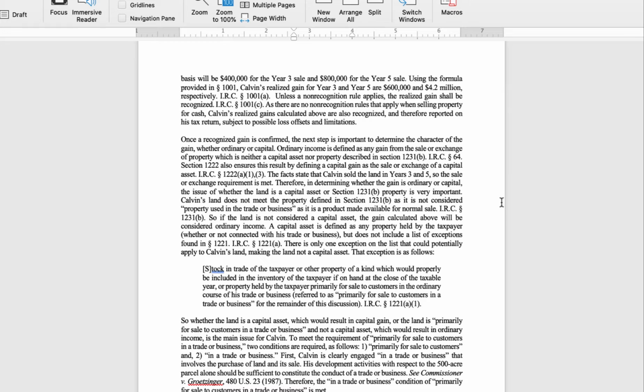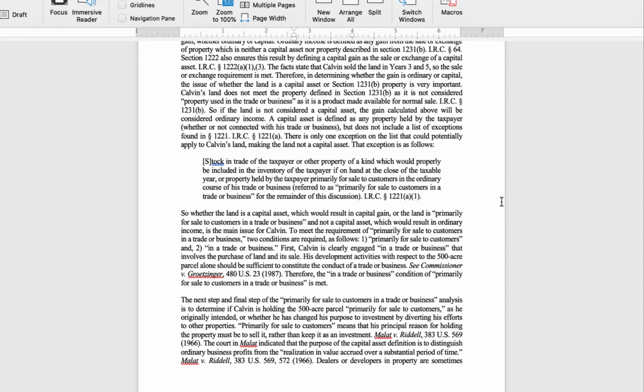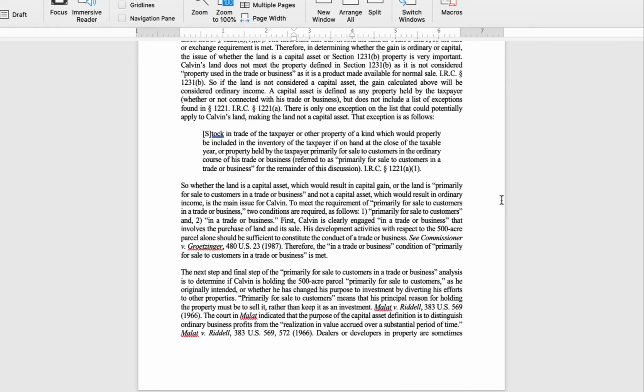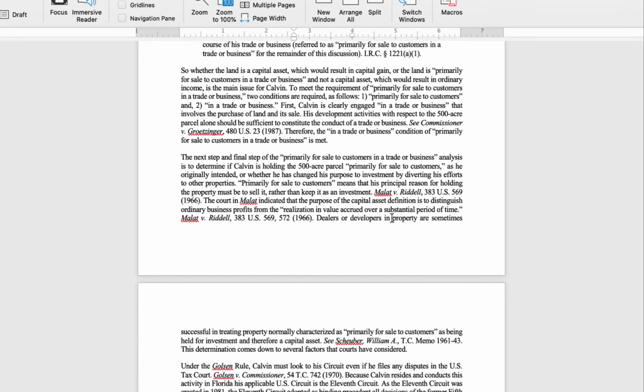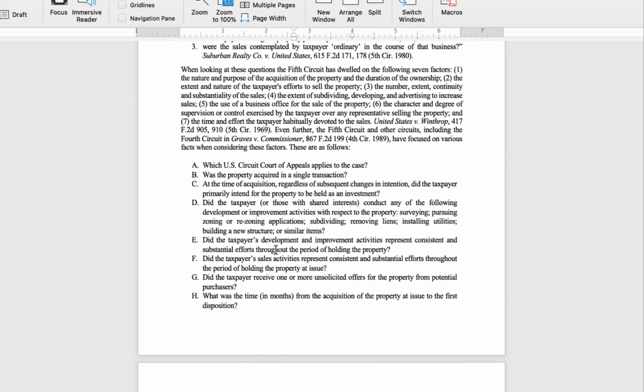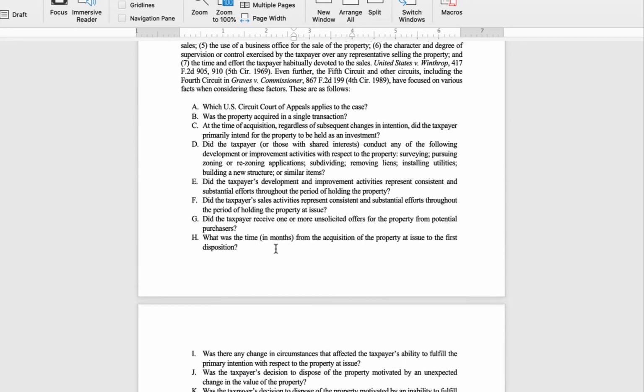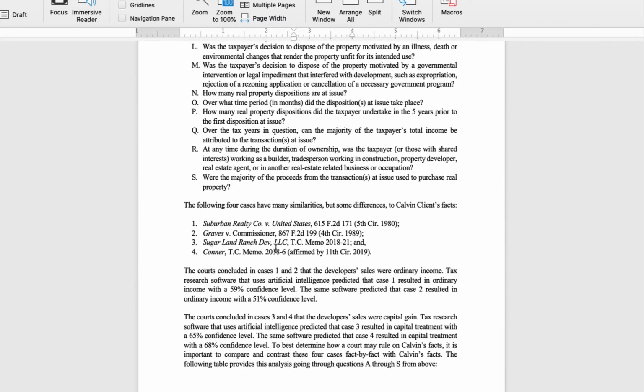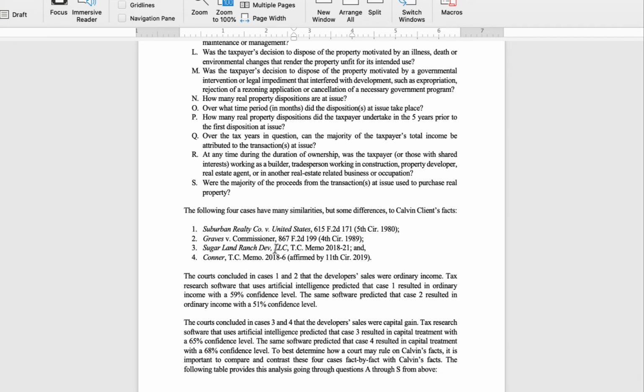and then we had to characterize the gain. And we looked at code section 1221, inventory, could be inventory because basically Calvin is a developer of land, and we have to consider whether this was viewed as investment land because, at one point, Calvin speculated that it would go up in value, things like that. And what you find is that there are all sorts of cases that view it as a factors test. And we found 19 different factors, A through S, and we went through those factors and we found 4 cases that have a lot of similarity but also some difference.